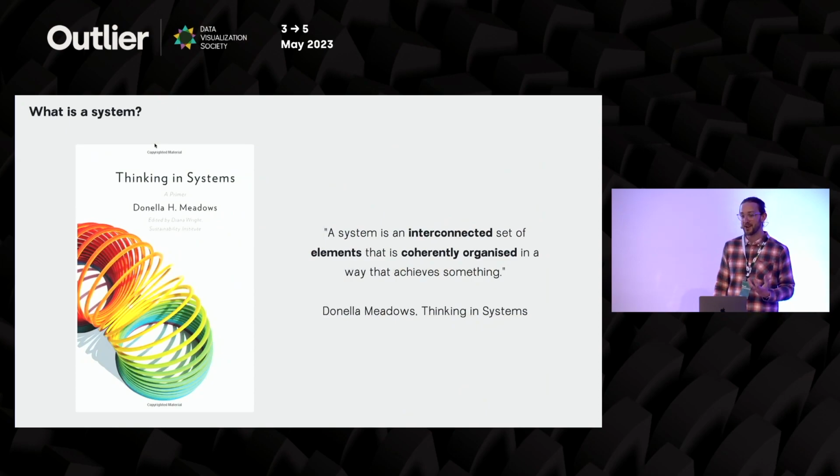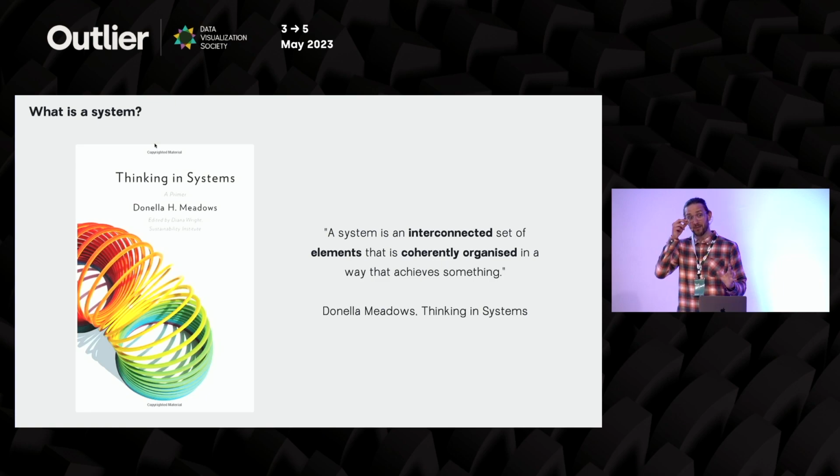Donella Meadows, in her fantastic book Thinking in Systems, defines a system as an interconnected set of elements that's coherently organized in a way that achieves something. By the way, this book is fantastic, and the audiobook is great as well. She left it unfinished in 1993 and sadly passed away shortly afterwards, and it was finished after her death. But this could have been written yesterday. It was remarkable, the stuff that she was saying in the 70s and the 80s.